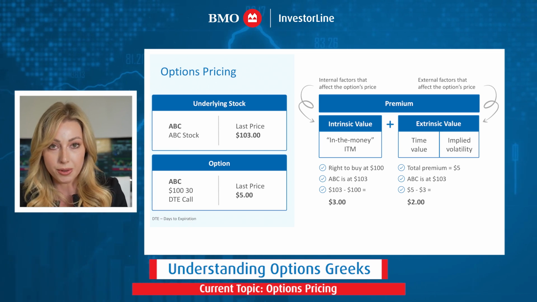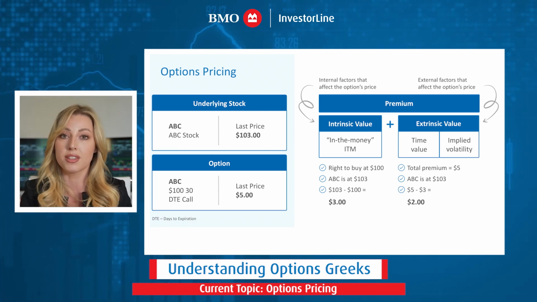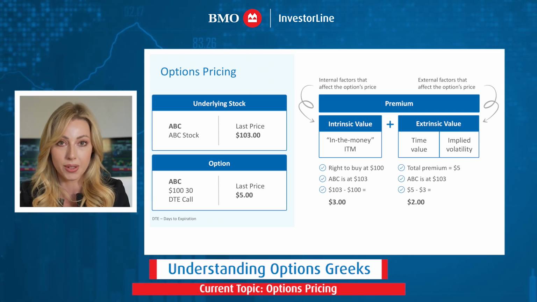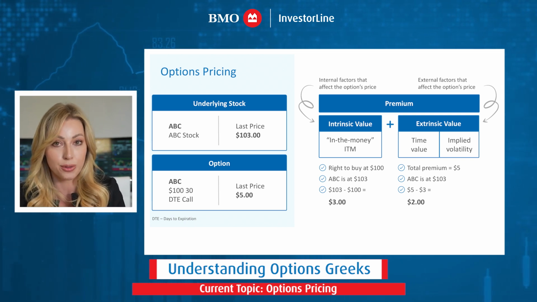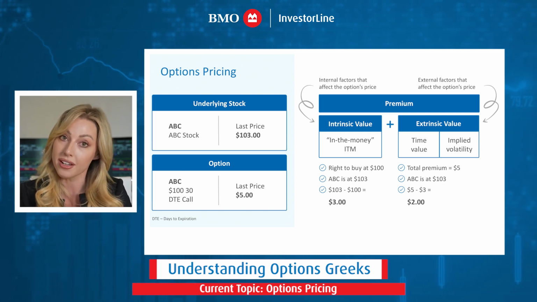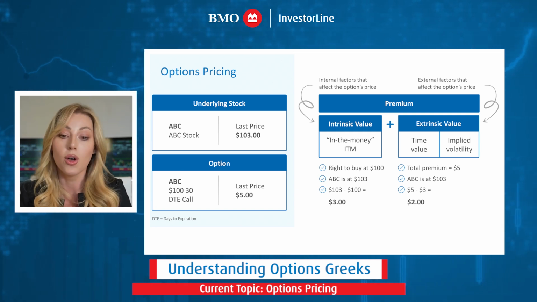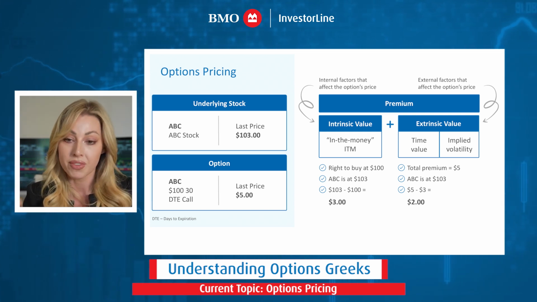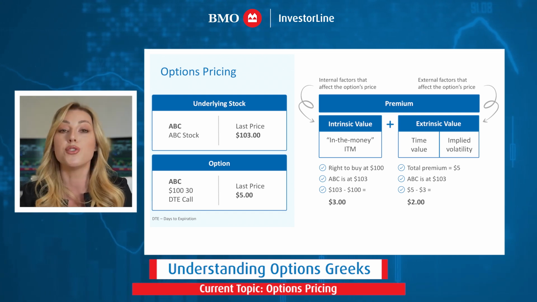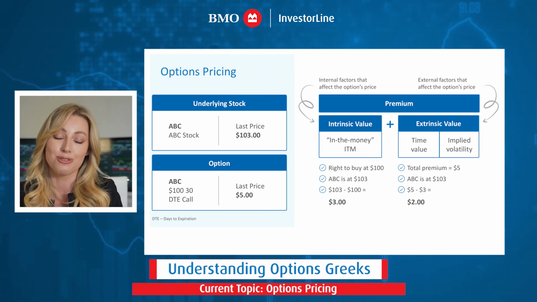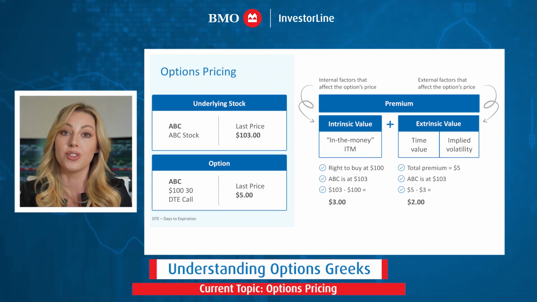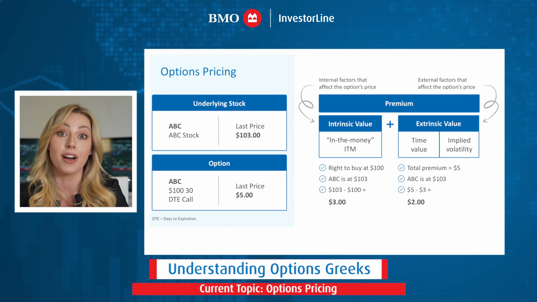So still a review, but we want to keep that focus of positive and negative factors. First and foremost, I've got an example here. We've got ABC at $103 per share, and we have an ABC 100 strike, 30 days till expiration call with a premium of $5. The premium is comprised of two components, intrinsic value and extrinsic value. Intrinsic value really means executable value. Does this contract have any value whatsoever?